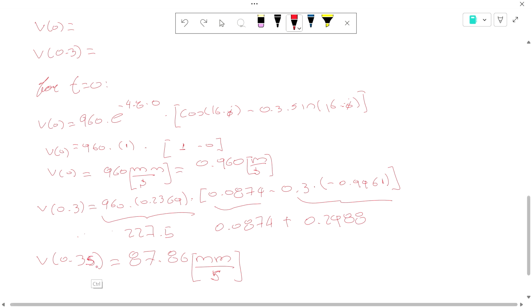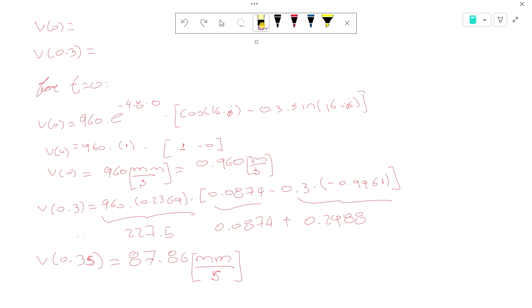So you can appreciate how in only 0.3 seconds, we have reduced. 0.3 seconds is really not that much. It's only 300 milliseconds. You know, we're talking about less than a second here. It went from 1 meter per second to only 87, a tenth of that.